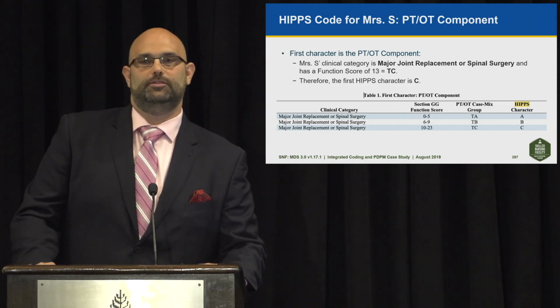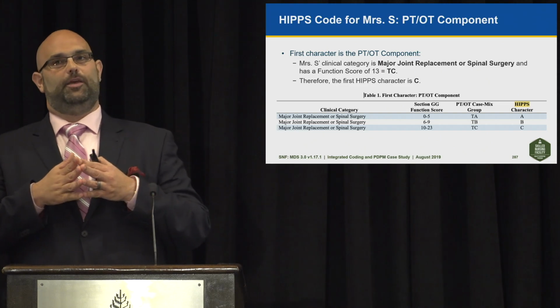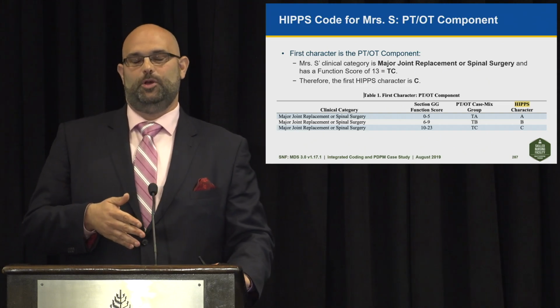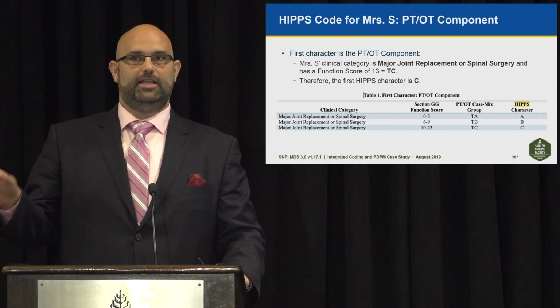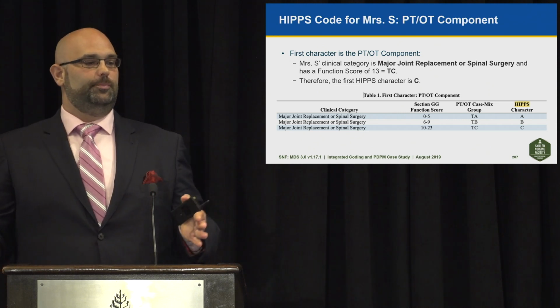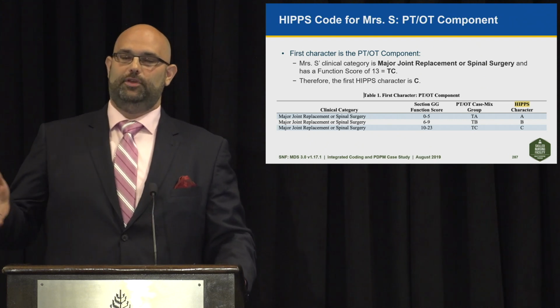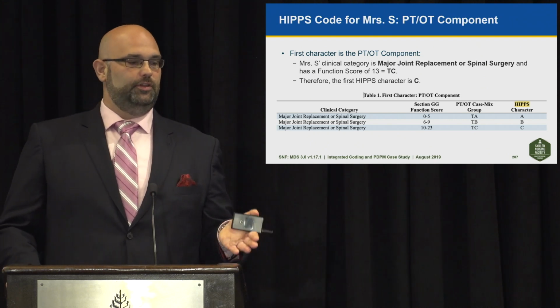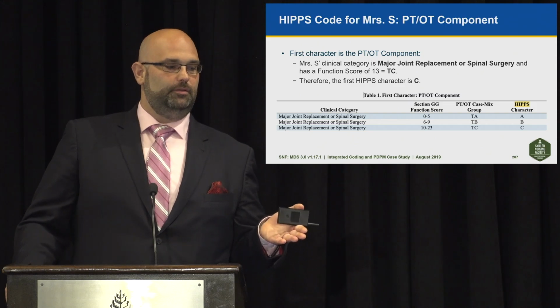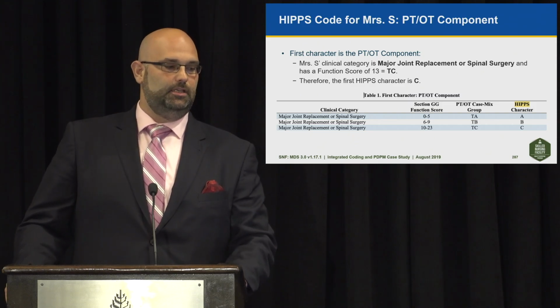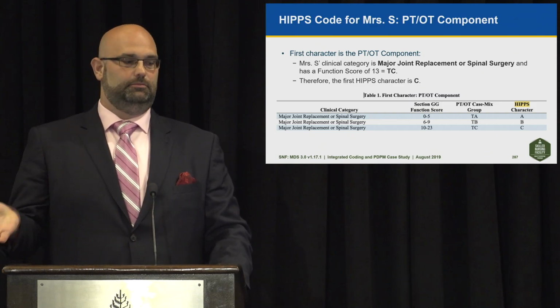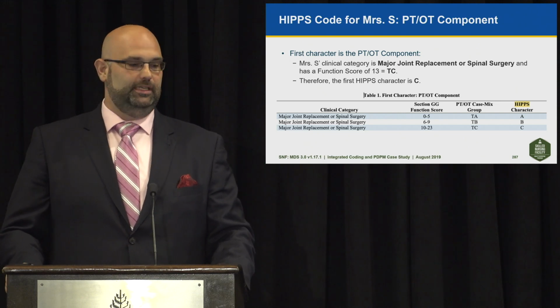Now the HIPS code. Now that we have all this information, all the various case mix components done, the last thing we'll talk about is the AI indicator. But in order to build the HIPS code, if you remember before, it gets built on each of those individual components. For the first one, Mrs. S was classified into group TC. Basically just carve off the T. The first character in the HIPS code is a C.